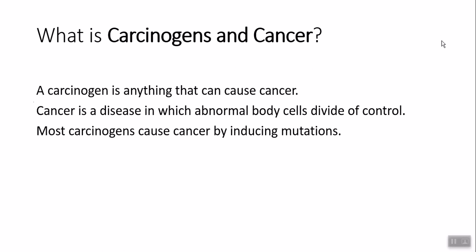In order to understand the causative agents, we must understand what cancer itself is and what carcinogens are. A carcinogen is any substance that can cause cancer. And cancer is a disease in which body cells divide abnormally, out of control. Most carcinogens cause cancer by inducing mutations.